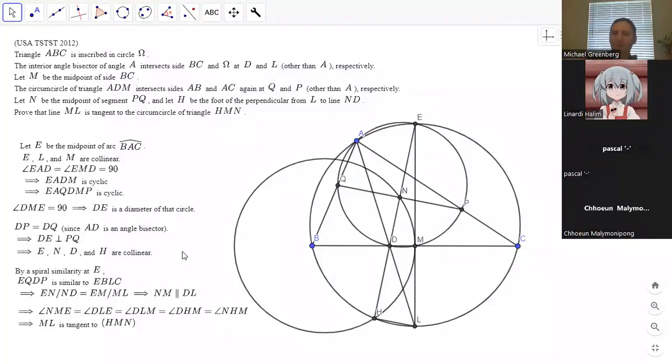I'm just going to look at it for another minute, see if there was another way to do it. Yeah, maybe that is the best way to do it. All right, so let's try the next problem.